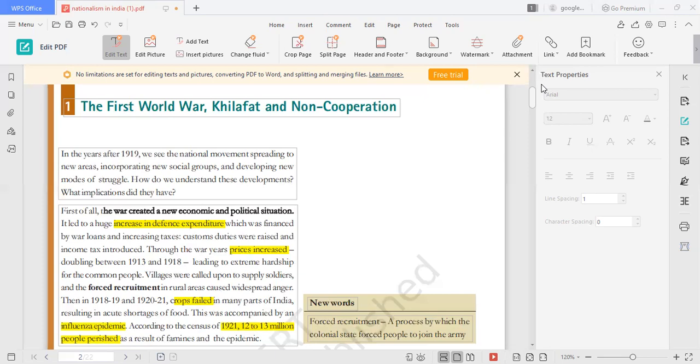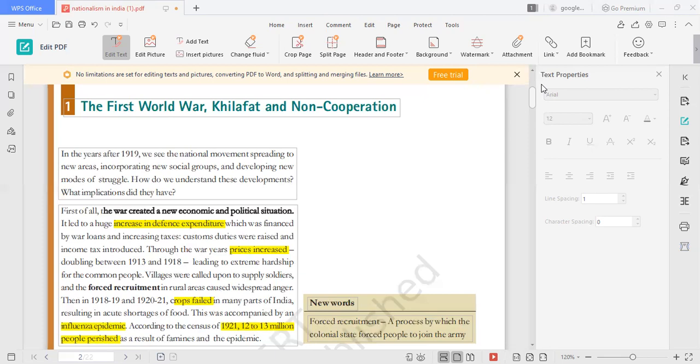First, let us see what were the new economic and political situations created by the First World War in India. Here we have to remember 5 things. Increase in defense expenditure, prices doubled, forced recruitment, crop failure resulted in shortage of food, and influenza epidemic. Because of these reasons, 12 to 13 million people died.